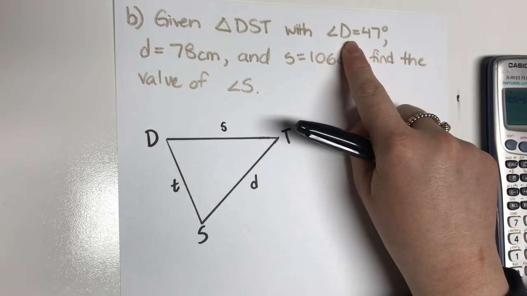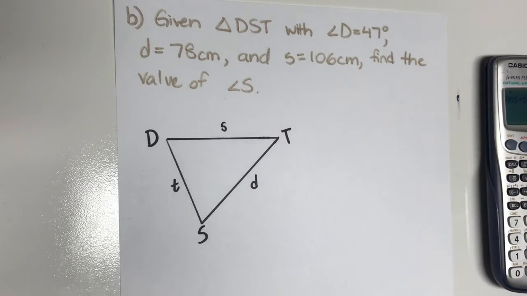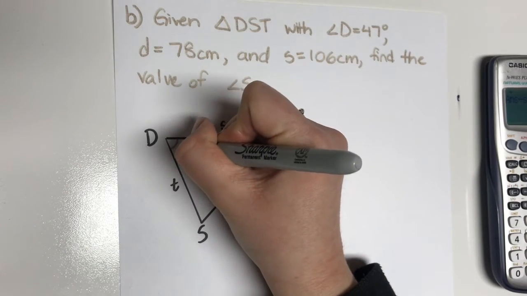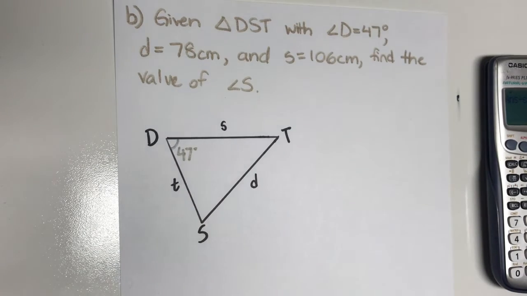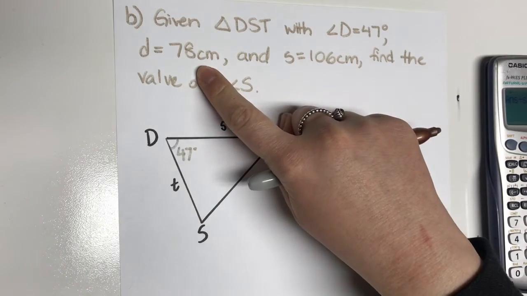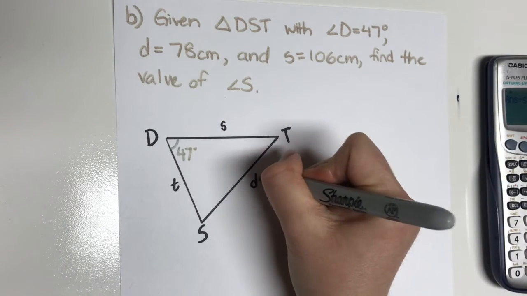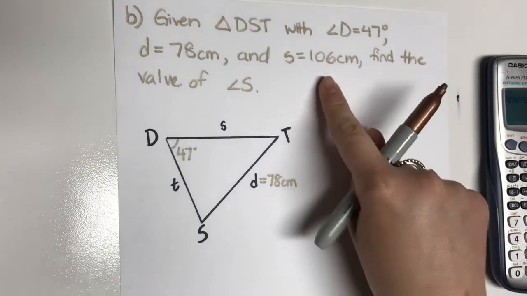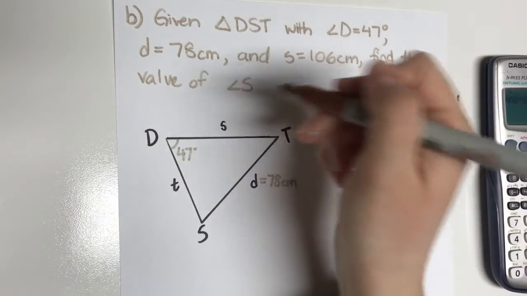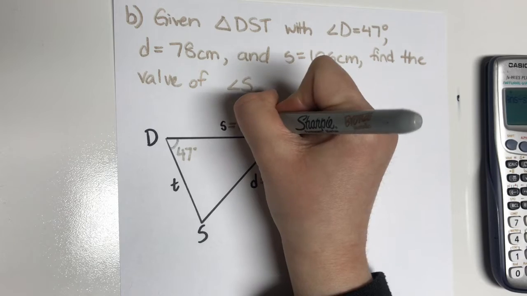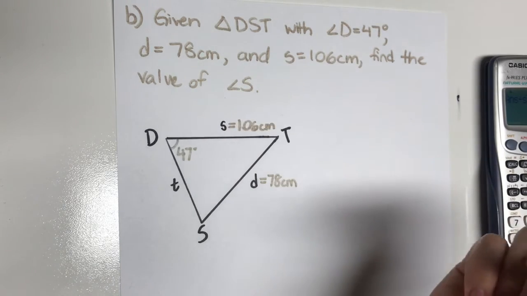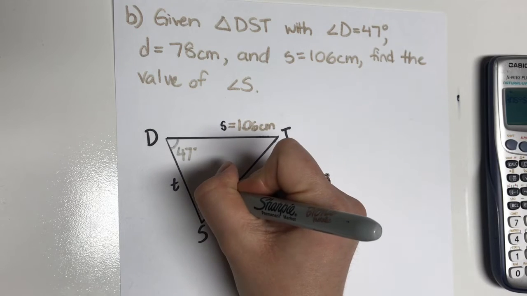So angle D is 47 degrees, so I'm going to label it. Side length D is 78 centimeters. Side length S is 106 centimeters. And angle S is what I'm looking for.